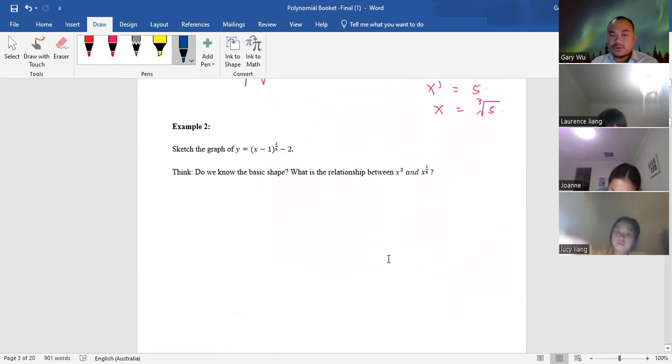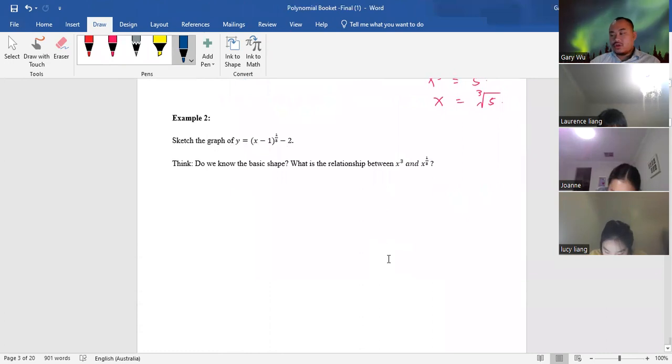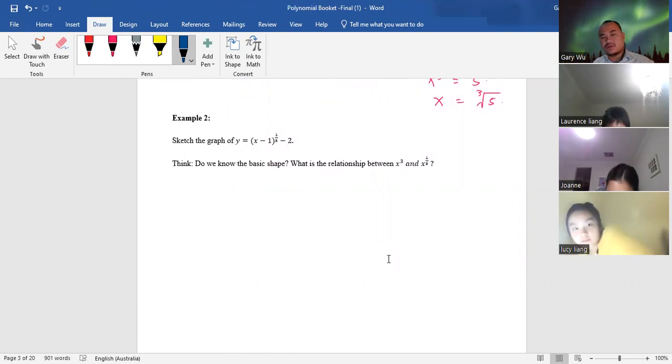Example 2. If I want to sketch this one, can you tell me what is the difference between this one and the previous one? Lucy, can you please tell us what's the difference between this one and the previous one?